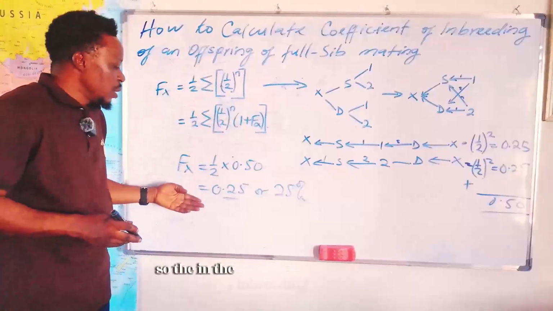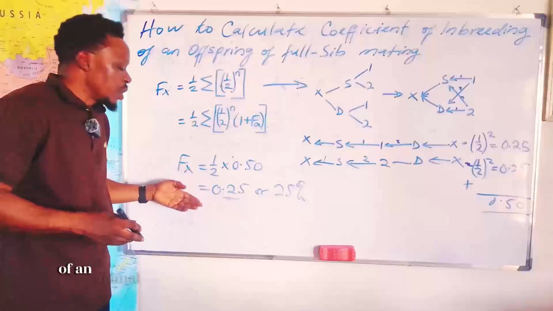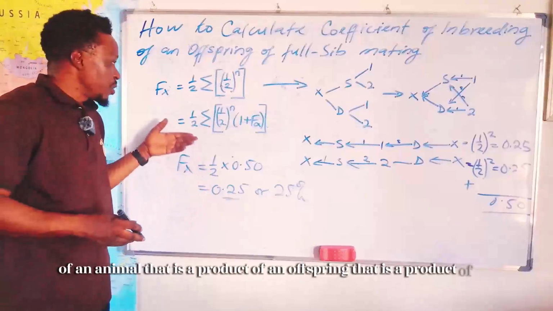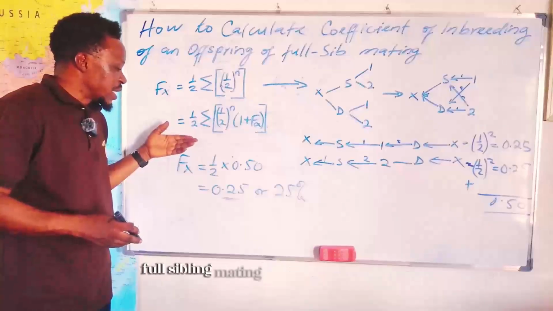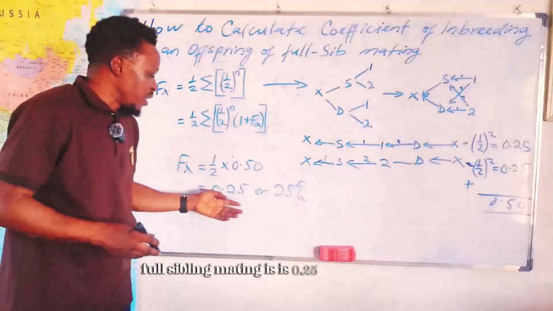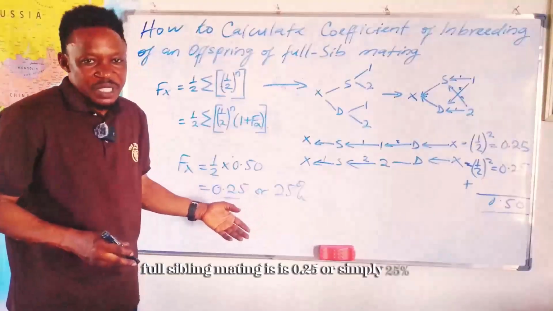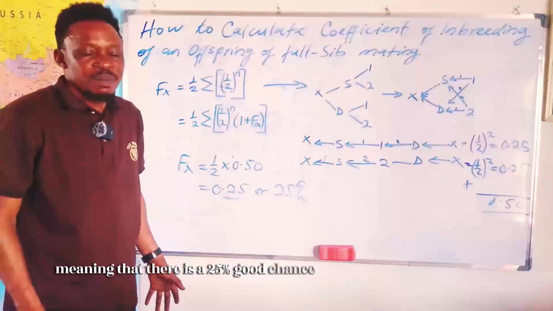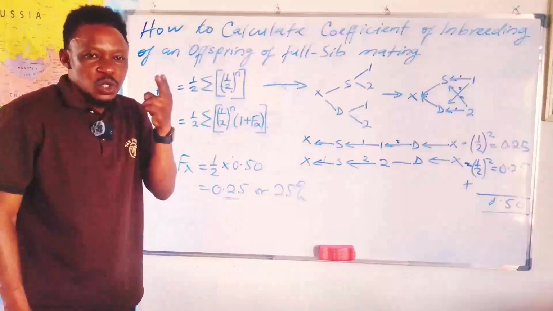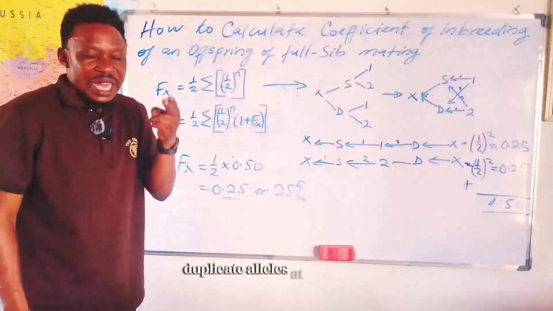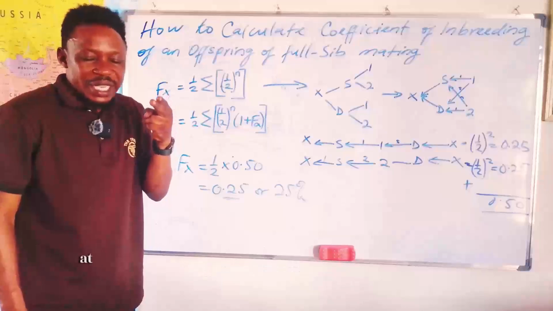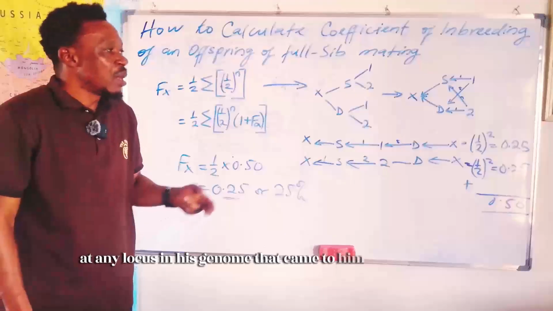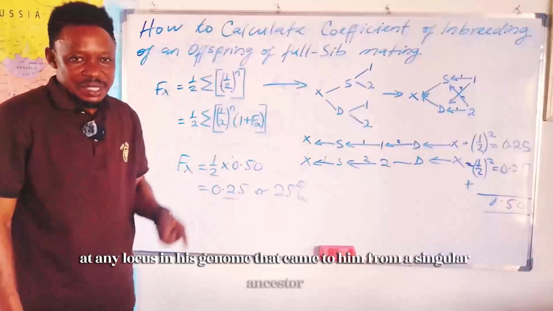So the inbreeding coefficient of an offspring that is a product of full sibling mating is 0.25, or simply 25%, meaning that there is a 25% chance that he could have identical duplicate alleles at any locus in his genome that came to him from a single ancestor.